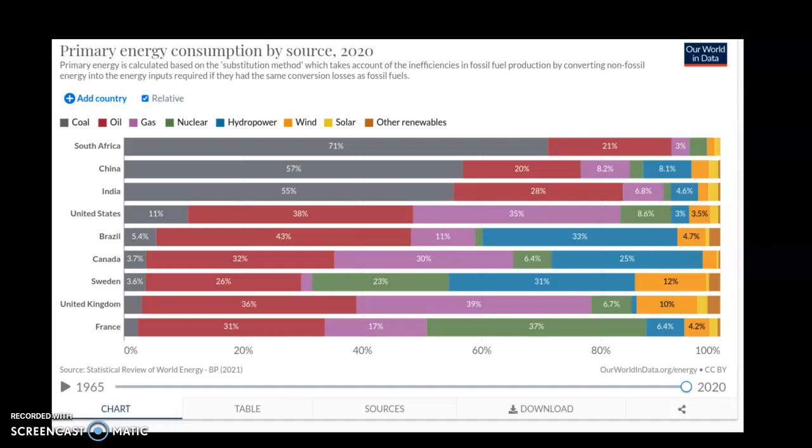The United States is moving in a positive direction. You can see that our natural gas is now 35% in comparison to oil, which is 38%. And again, this is all the energy consumption. The one I find most interesting is France. France gets 37% of its energy consumption from nuclear, so no one else really comes that close. Sweden a little bit, but they very much still heavily rely on their nuclear energy profile. I thought that was interesting.